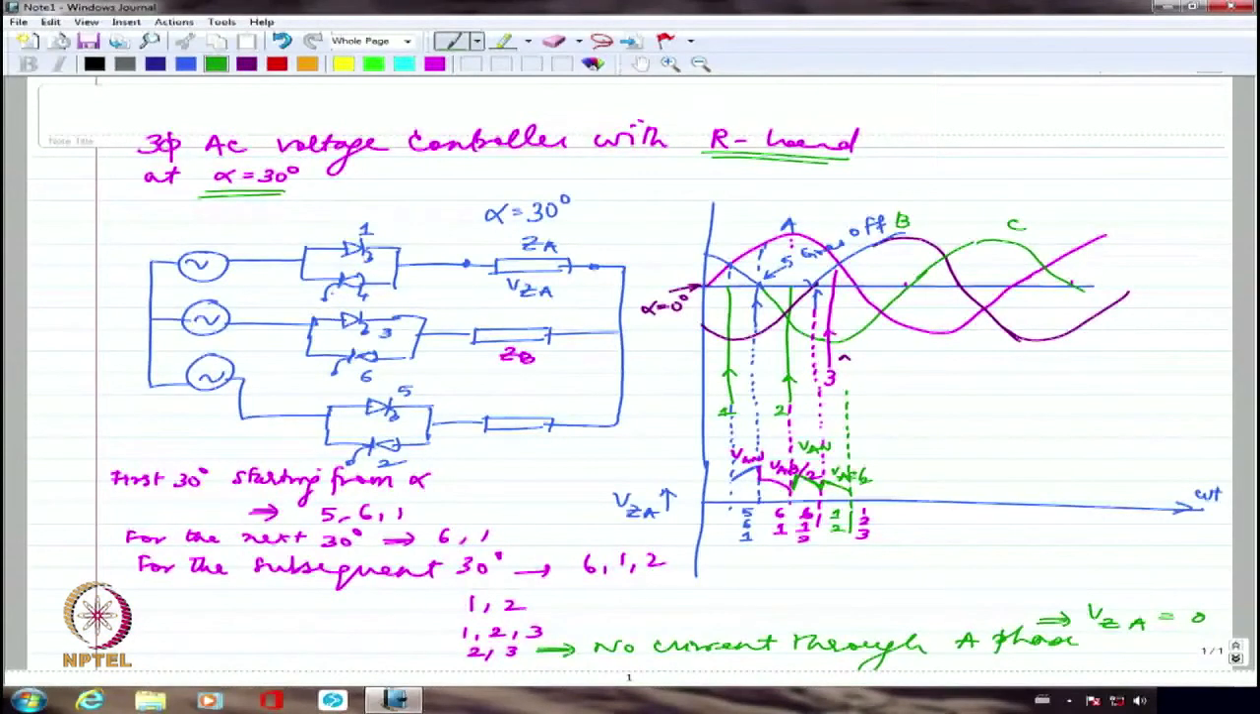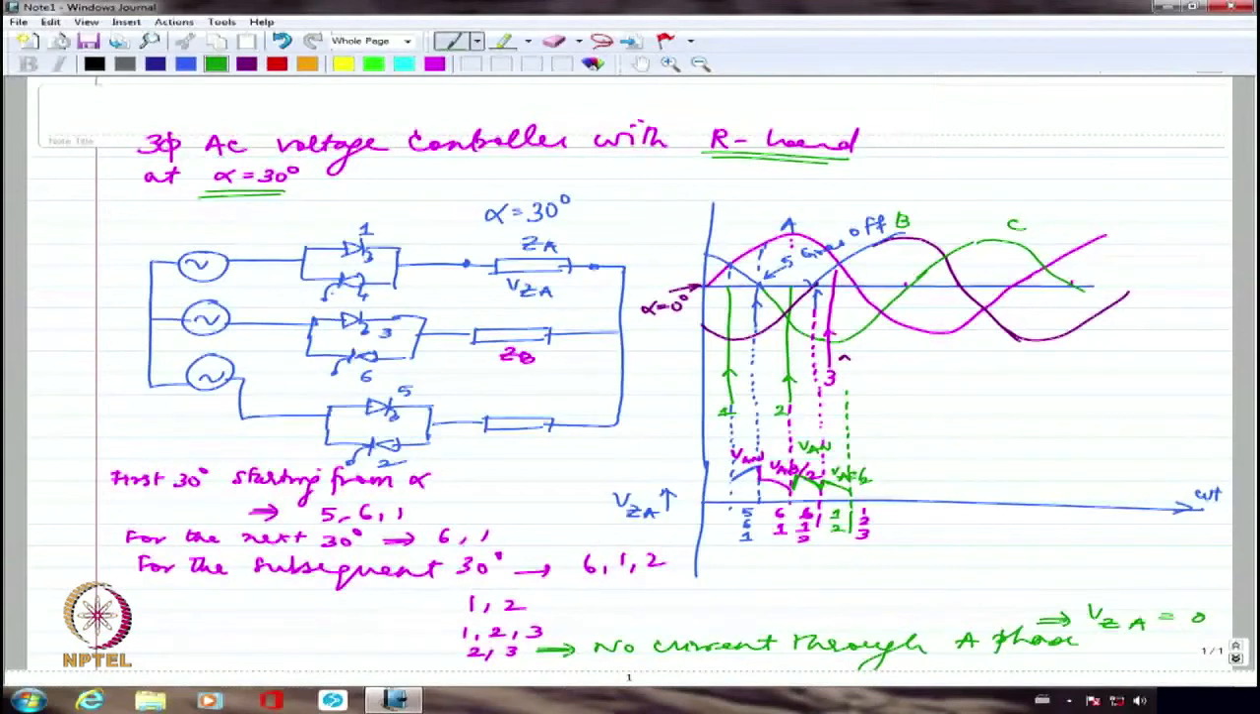We are looking at each of the conduction of the device, like what is the combination of devices that conduct for one interval. And I have taken a specific case, alpha equal to 30. When I take alpha equal to 30 with R load, this is the way it is. If it is RL load, it's more complication. I hope you understand, because if it is RL load, the inductance will forward bias the device even after the voltage goes negative.